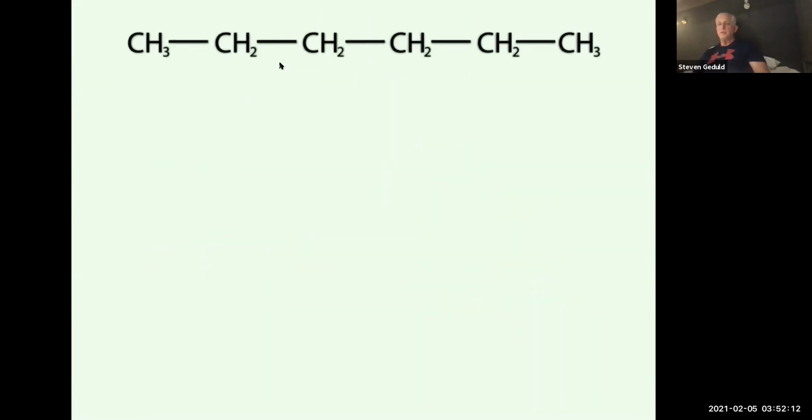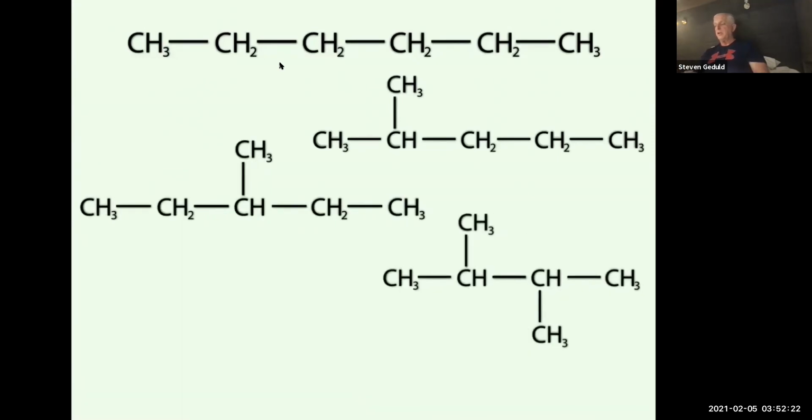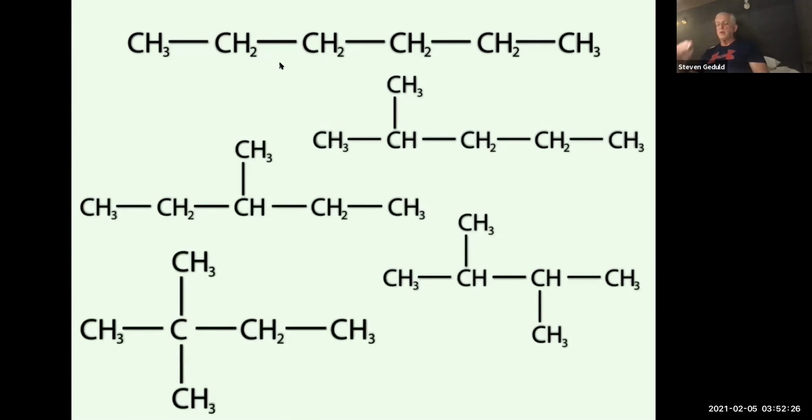Okay, so let's look at the different isomers. 1, 2, 3, 4, 5. That's hexane. Okay, you can branch there. You can branch at the third one. You can have 2 branches there, or you can have 2 branches all in the same one. All of these isomers have the exact same formula of C6H12. Okay, you can count any of those up.